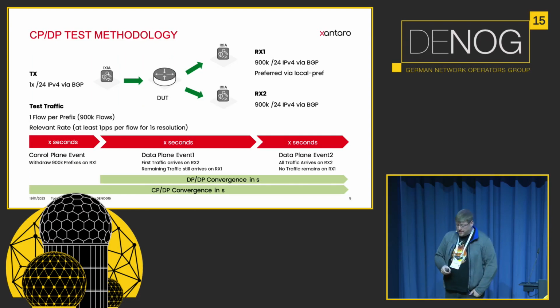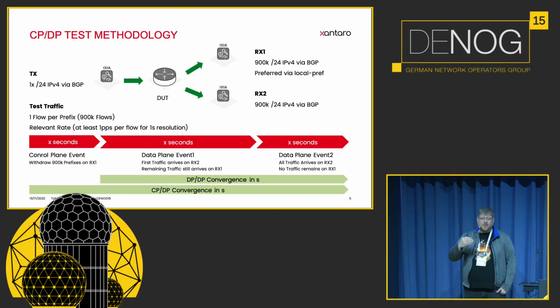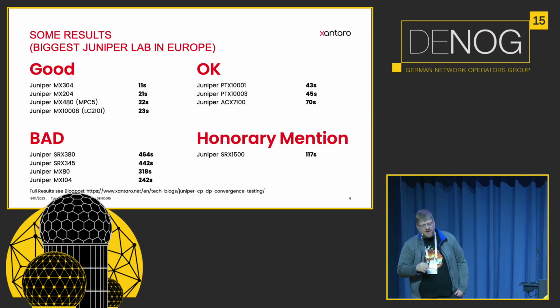And as I mentioned earlier, we have quite a big lab. We actually have the biggest Juniper lab outside of the vendor in Europe. So I have pretty much all of the Juniper devices that can hold a full table there. So when you're bored, what do you do? You just test all of them, and see how they compare to have a baseline. And that's what the next slide shows.